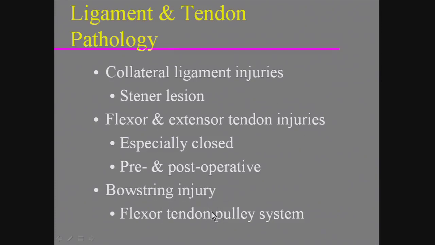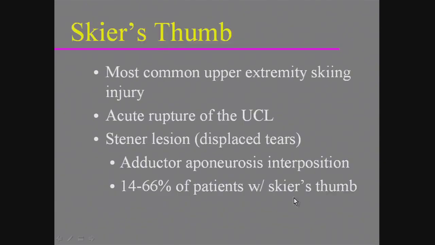And then we've got these pulley injuries that result in a bowstringing sort of appearance that we can also see with MR associated with injuries to the A2 and A4 pulleys.